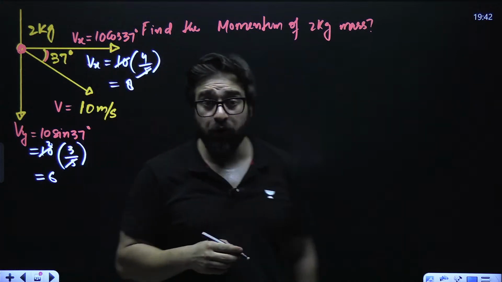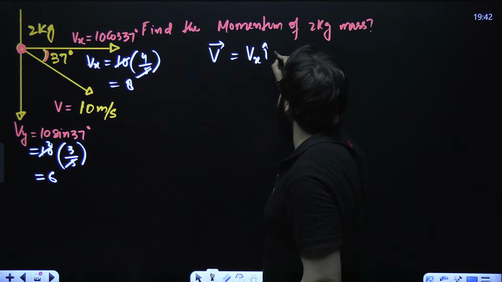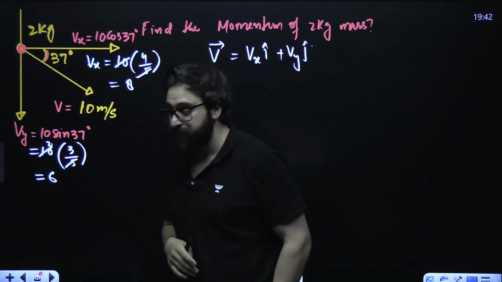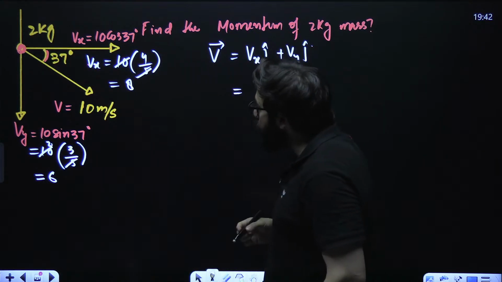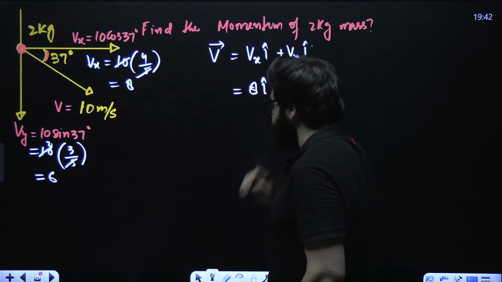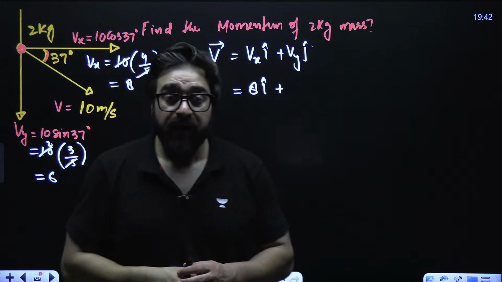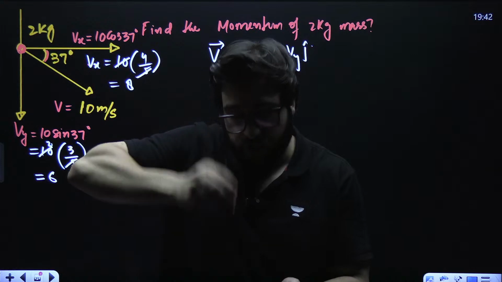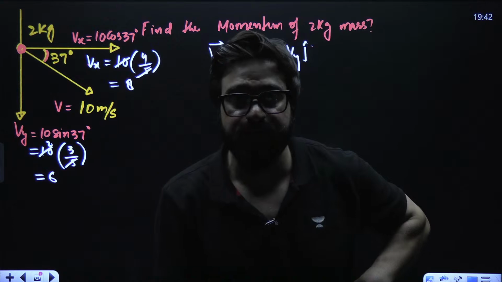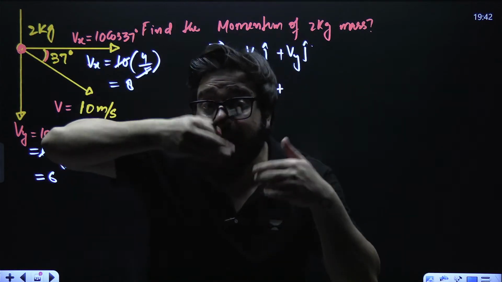Now let's write the value of velocity. Velocity is simply Vx i cap plus Vy j cap, because this is in the y direction. Now what is the value of Vx? Vx is 8 i cap. Then plus, what is the value of Vy? That is 6. Guys, see, if the vector is in the downward direction, we take its value as negative. So it is minus j. If it is in the upward direction, we take it as plus j.